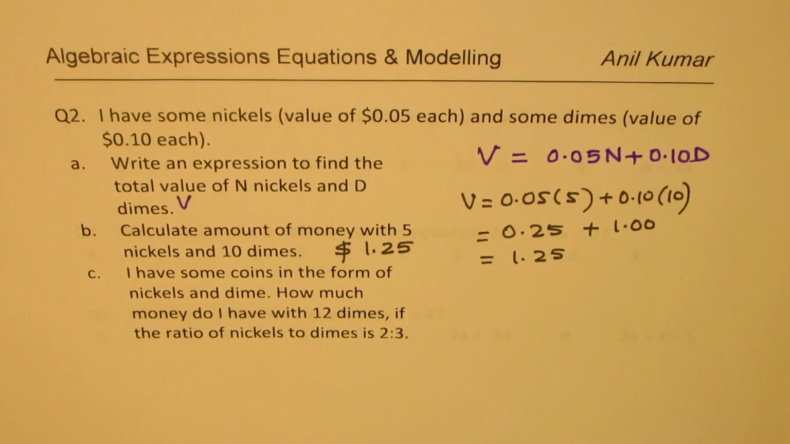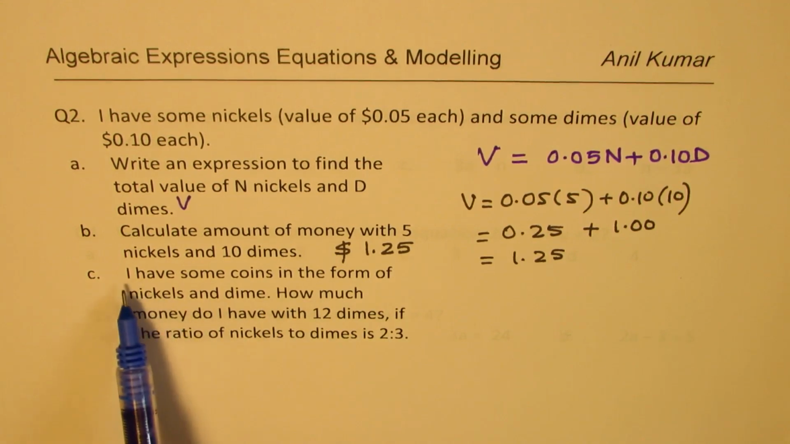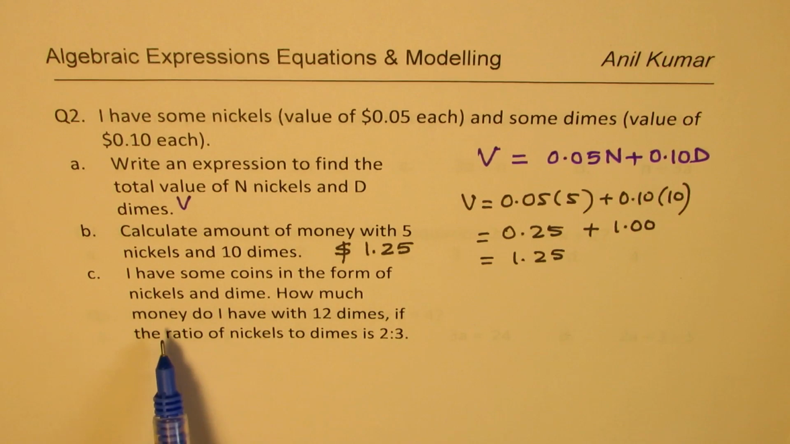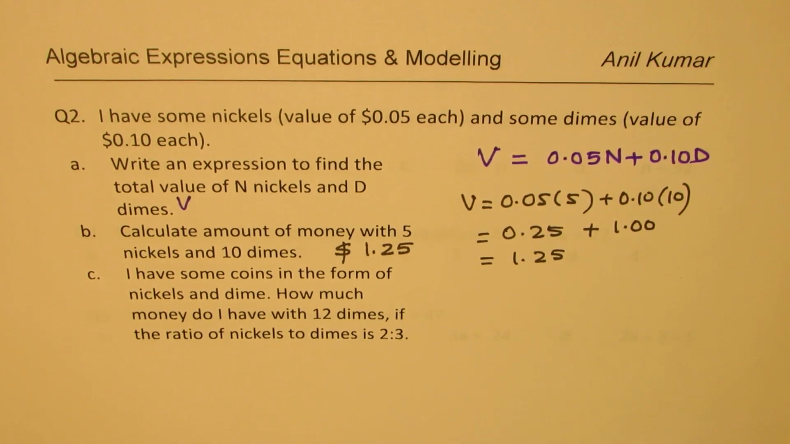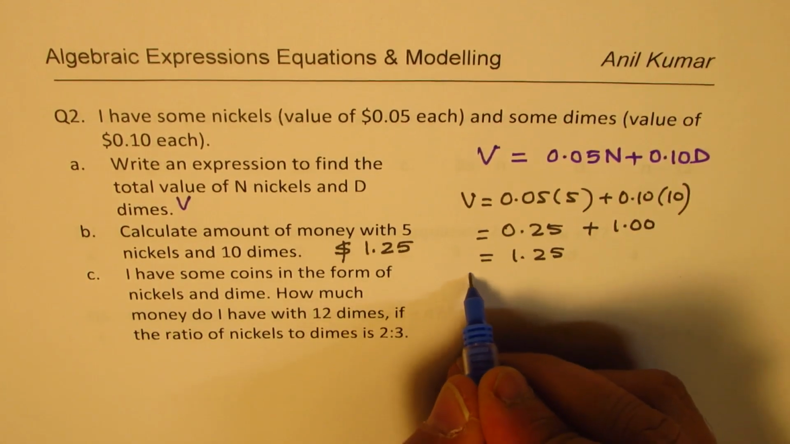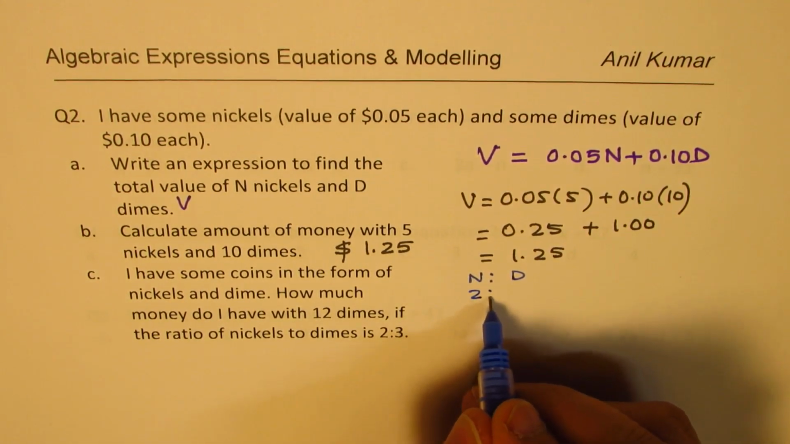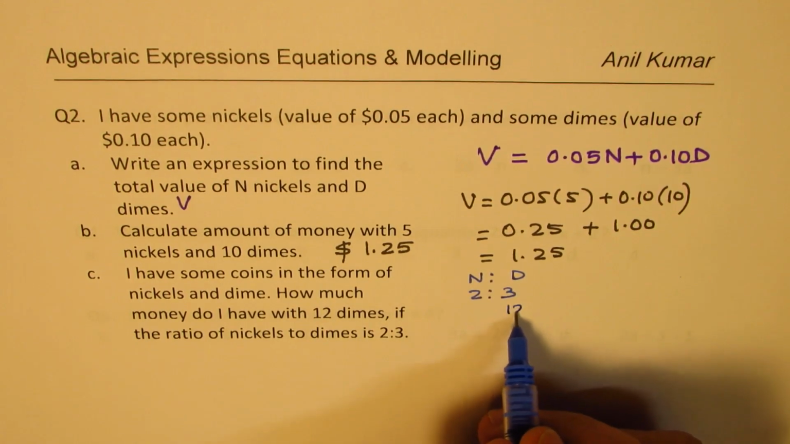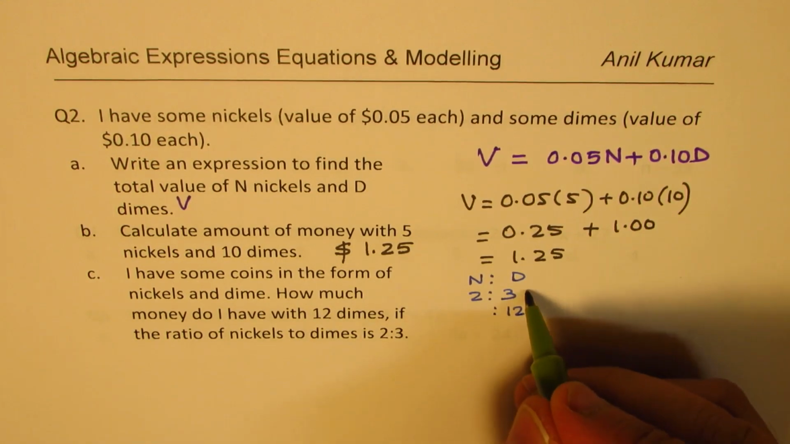Now, part C here is, I have some coins in the form of nickels and dimes. How much money do I have with 12 dimes if the ratio of nickels to dimes is 2:3? Now this is a very tricky question. So we are saying nickels to dimes is in the ratio of 2:3. And I have 12 dimes. So if I have 12 dimes, I should figure out how many nickels I have.